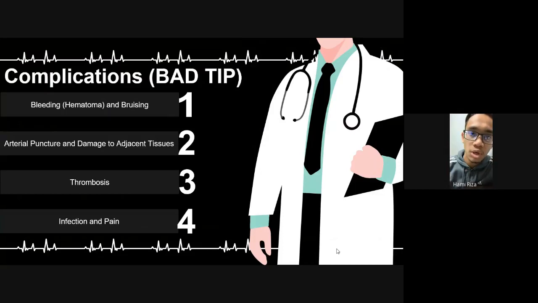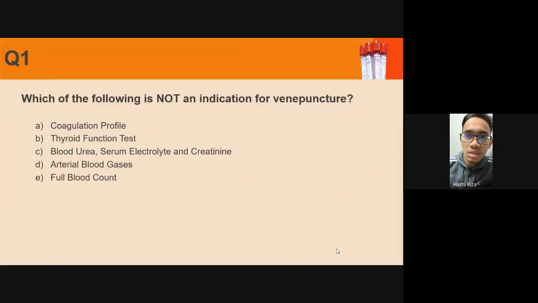So this is the mnemonic for the complications of venipuncture, which is BAD TIP, that includes bleeding, bruising, arterial puncture, damage to the adjacent tissue, thrombosis, infection, and pain. So the complications of venipuncture can be divided into two: either immediate complications, which are bleeding, arterial puncture, damage to adjacent tissue, and also pain, and also late complications such as thrombosis. Okay, next.